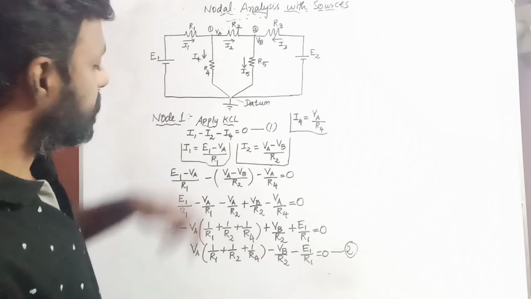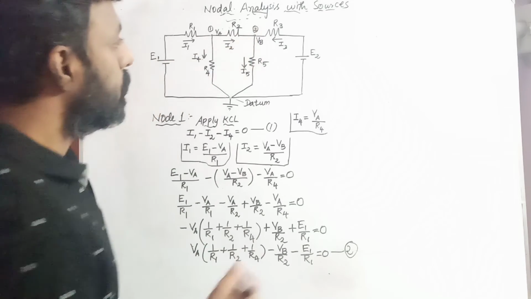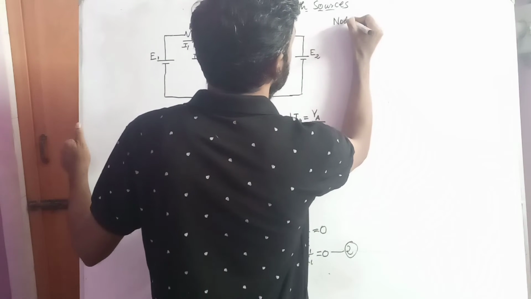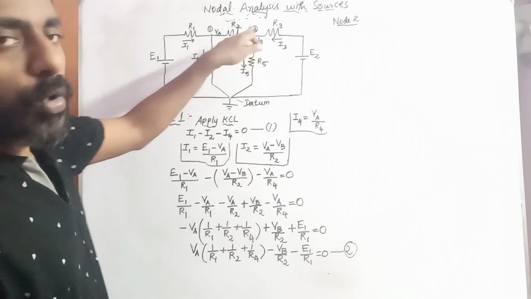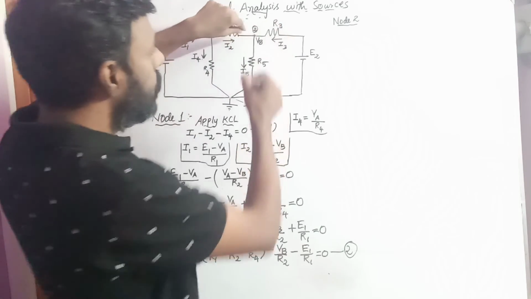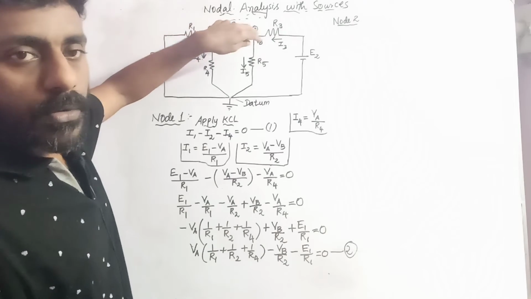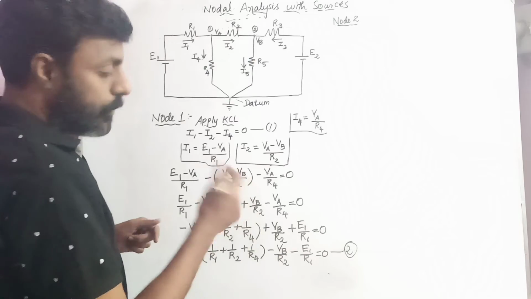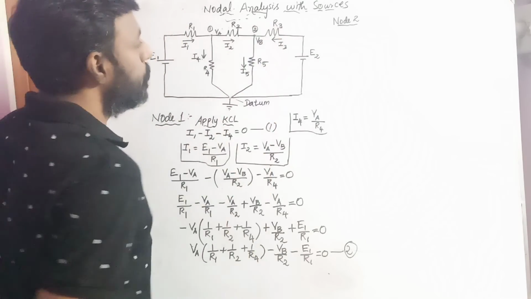So now the next thing is we need to solve for node 2. We are going to find the voltage. We are going to form the equation at node 2. So for forming node 2, what you need to do?